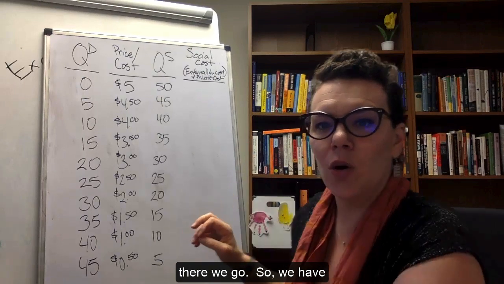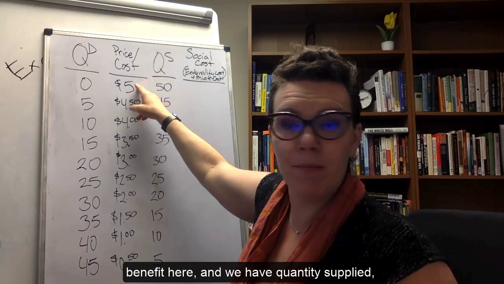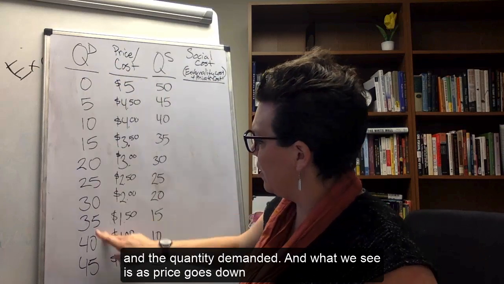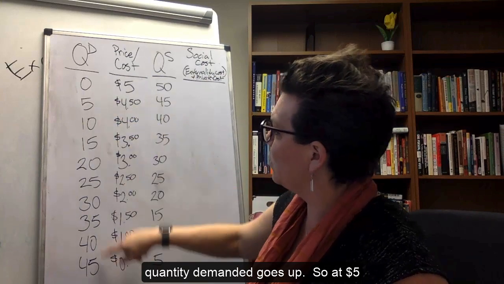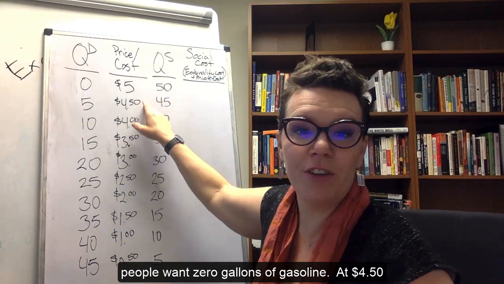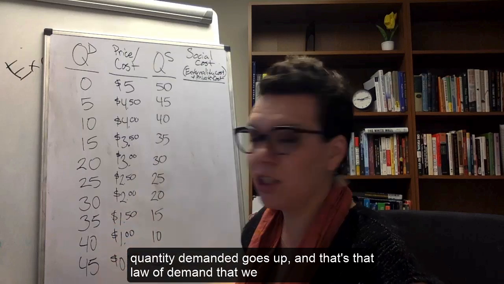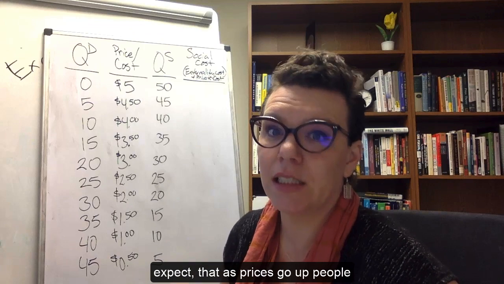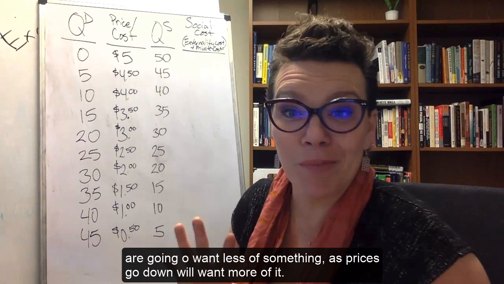There we go. So we have the private costs or the private price and the private benefit here. And we have the quantity supplied and the quantity demanded. And what we see is as price goes down, quantity demanded goes up. So at $5, people want 0 gallons of gasoline. At $4.50, they want 5. And then as the price continues to go down, the quantity demanded goes up. And that's that law of demand that we expect, that as prices go up, people are going to want less of something. As prices go down, people will want more of it.